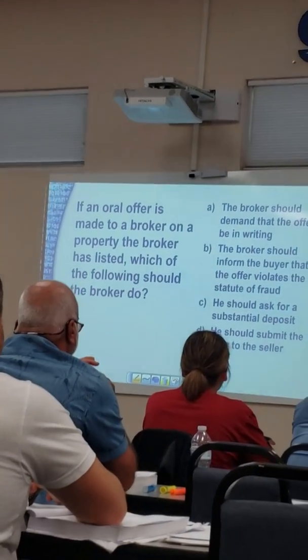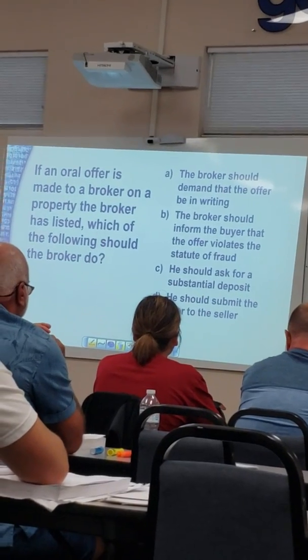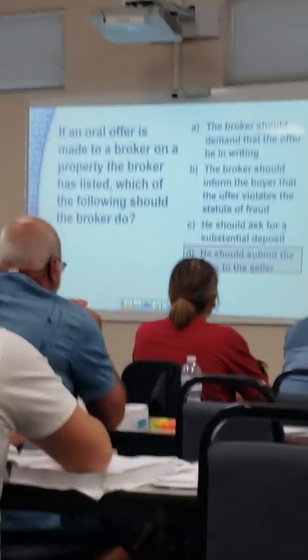Question, if an oral offer is made to a broker on a property the broker has listed, what should the broker do? Submit the offer.